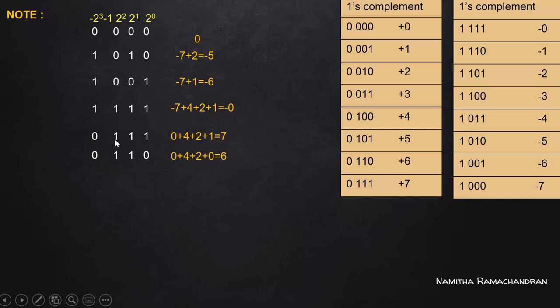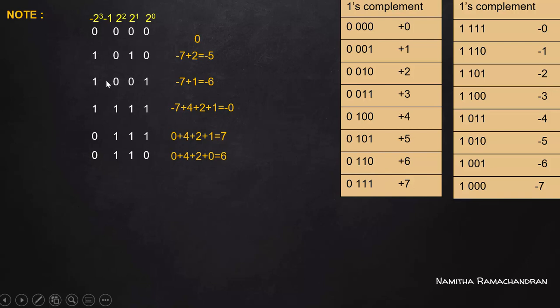Right? And in this case, this is 1 into 1 plus 1 into 2 plus 1 into 4 plus 0 into minus 7. That is 4 plus 2 plus 1 is 7. For this particular representation in one's complement form, its value is 7. And for this representation, this is 0 plus 4 plus 2 plus 0. That is 4 plus 2 is 6. Positive 6. So for this particular representation in one's complement form, the value is positive 6 actually. This is the case of one's complemented form.